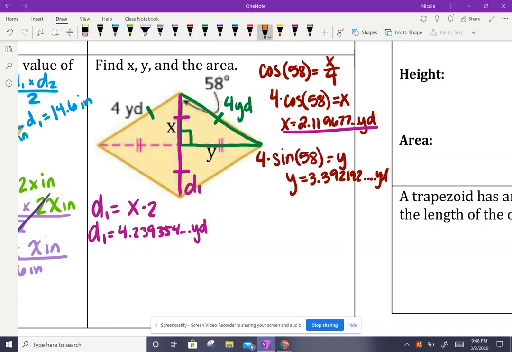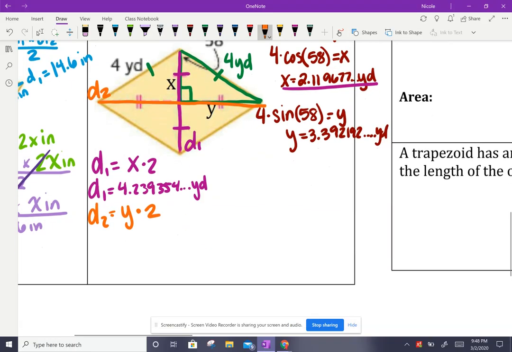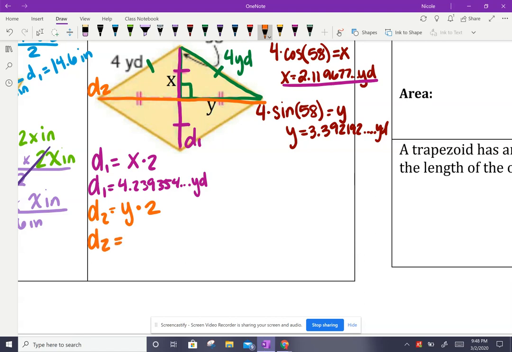And then I'm going to look at diagonal 2, which is going to go the other direction, d2. And that's going to be y times 2. So d2, if I take y, which was 3.392 something, times 2, that gives me 6.784384 continued yards.